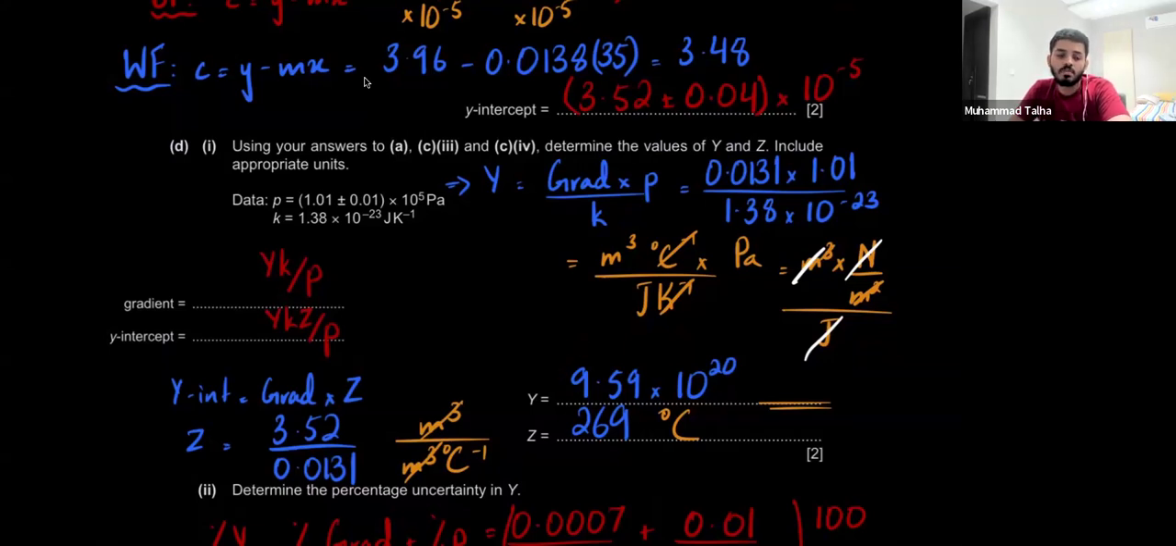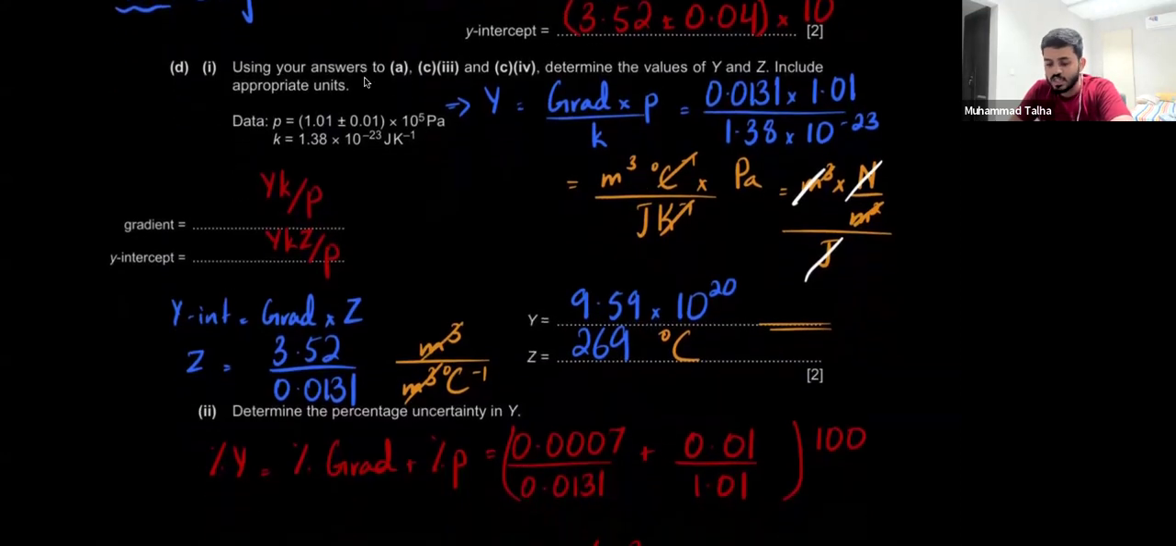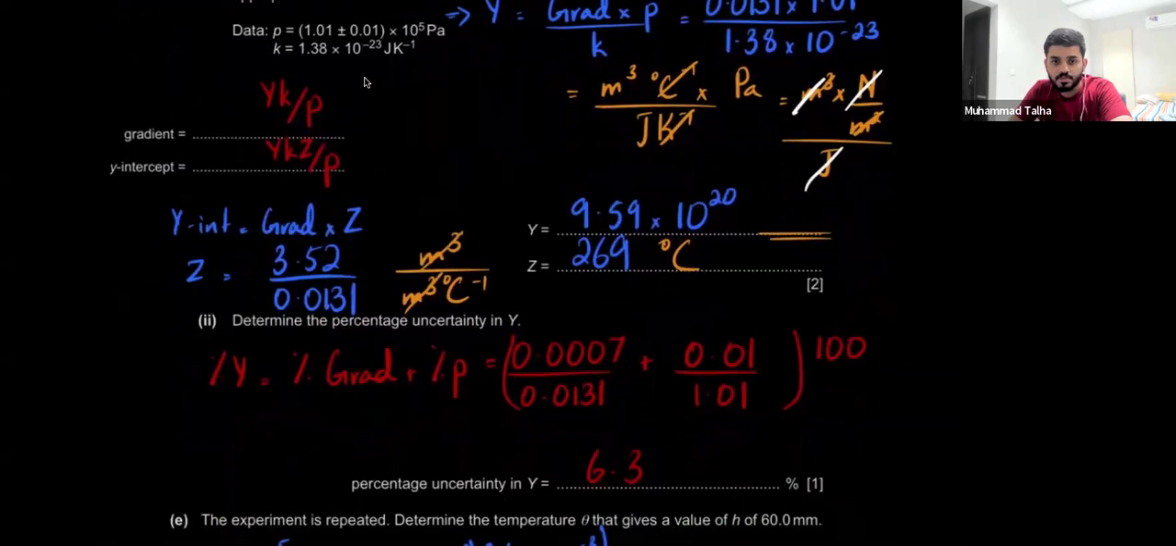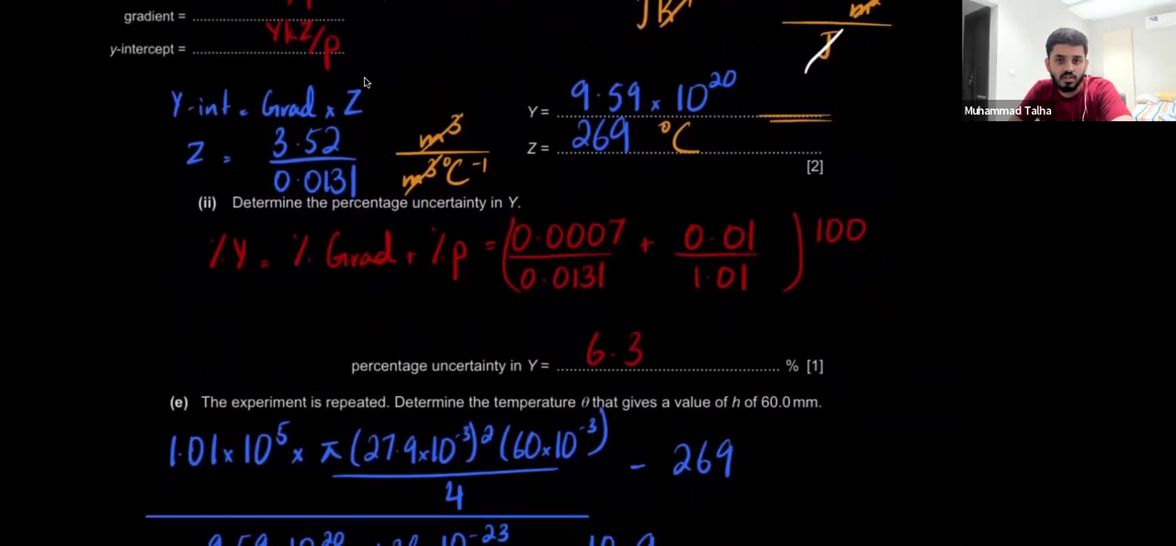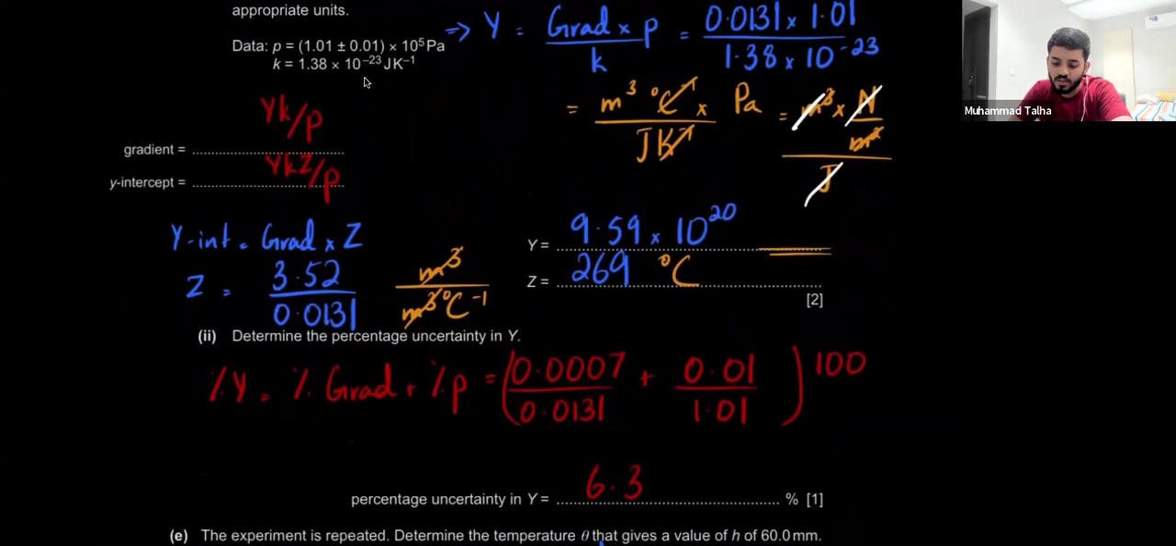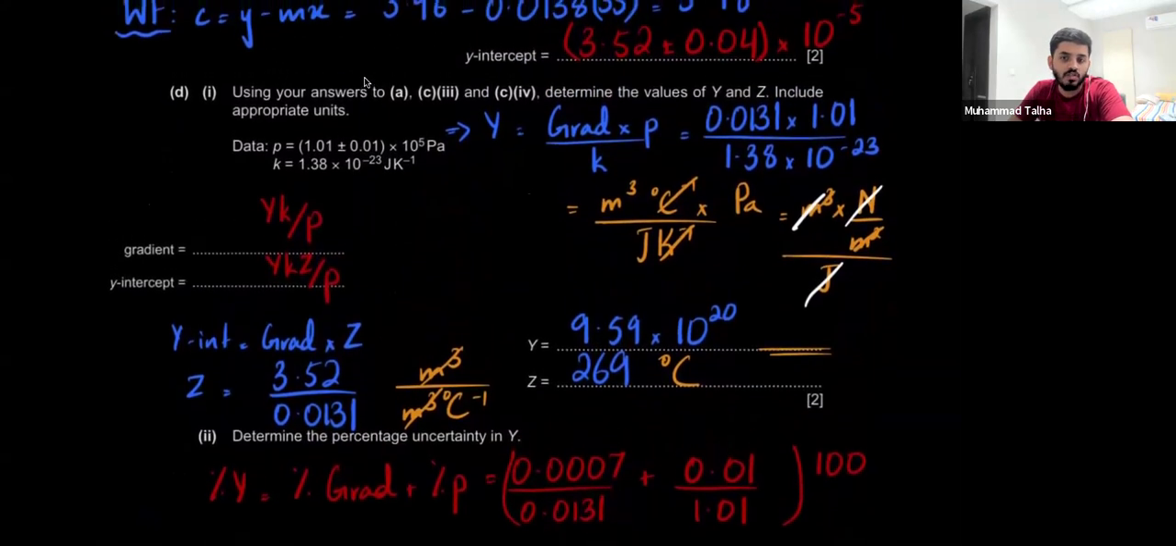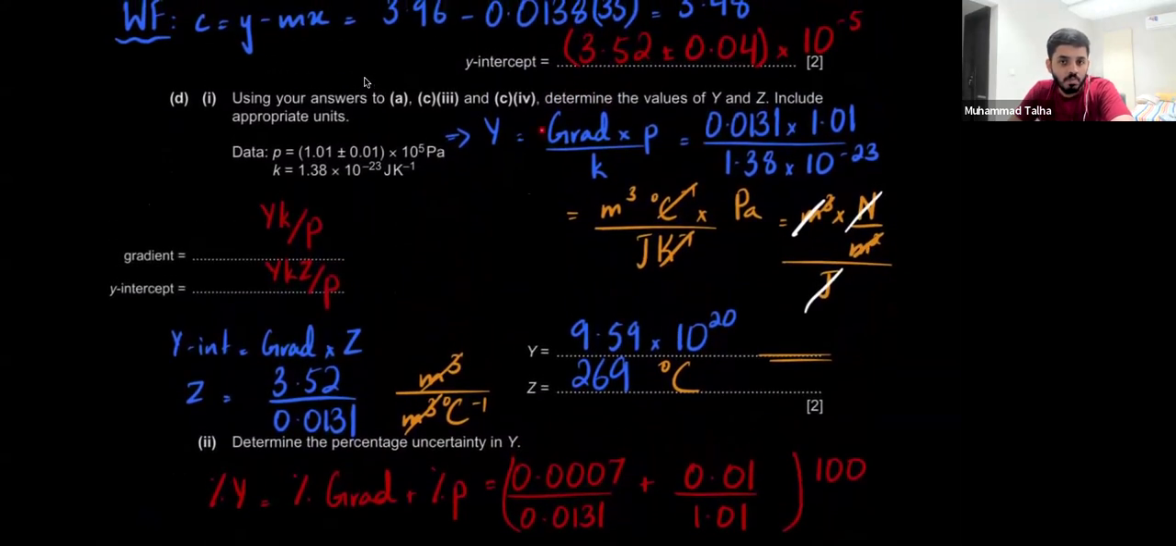And if you are lucky tomorrow, maybe you'll get an easier one for analyzing the units, but again, do not spend too much time on it, right? So just be wise with your time management. Then it's the percentage uncertainty in y. You get this from the formula which you use to calculate y. So it's the percentage uncertainty in the gradient plus the percentage uncertainty in p. Obviously, there's no percentage uncertainty in k.